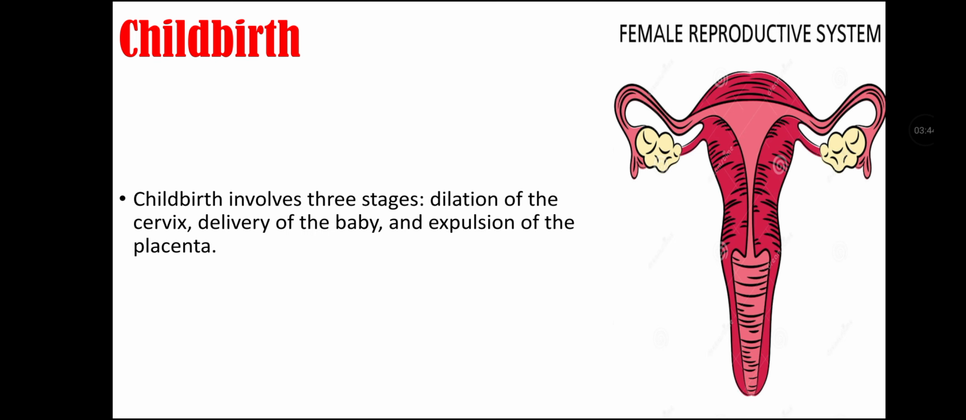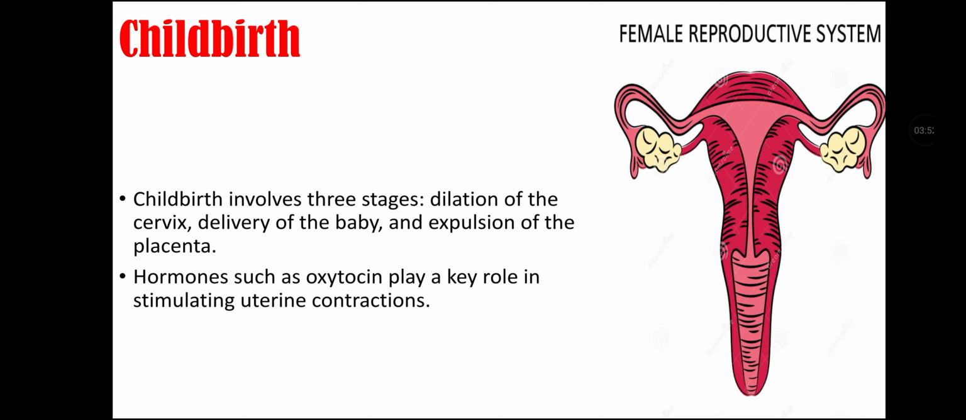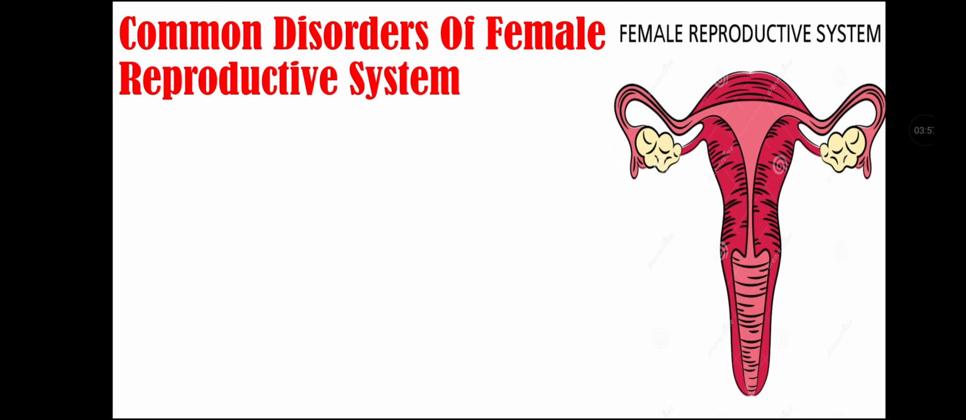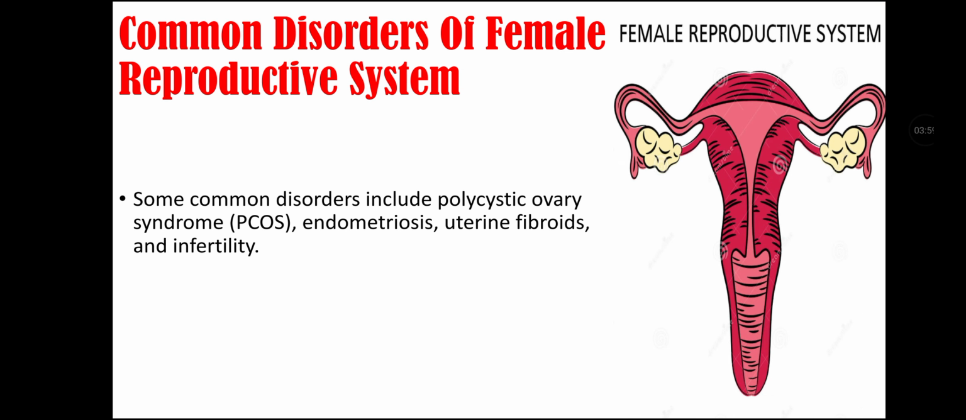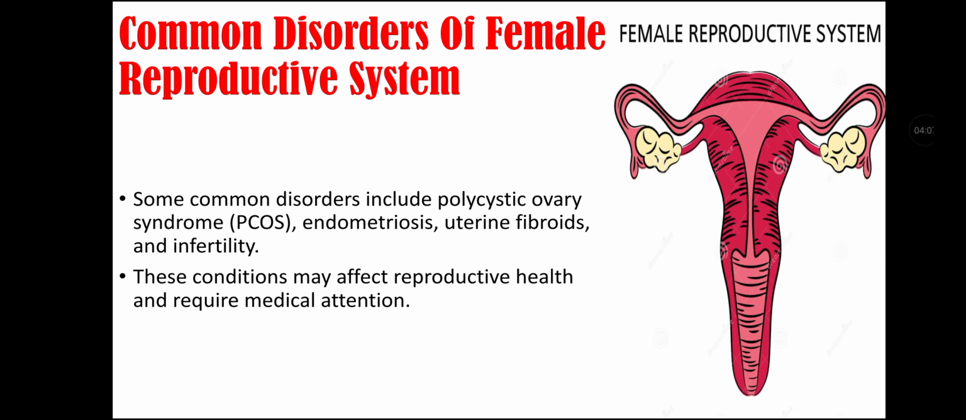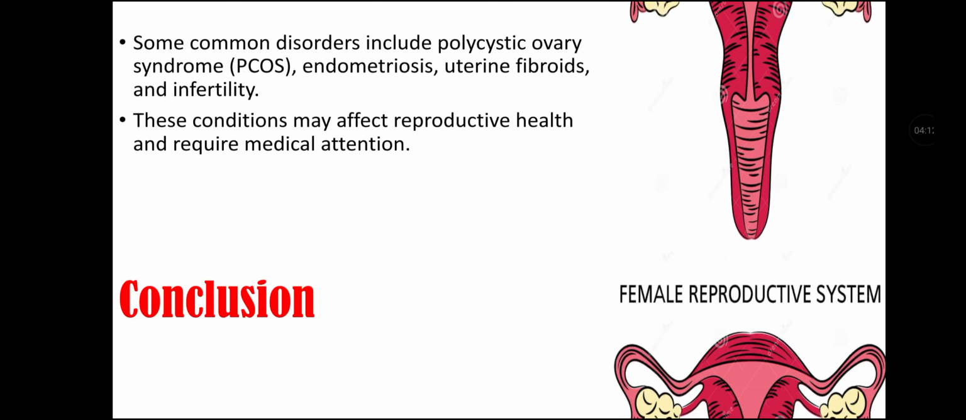Childbirth. Childbirth involves three stages: dilation of the cervix, delivery of the baby, and expulsion of the placenta. Hormones such as oxytocin play a key role in stimulating uterine contraction. Common disorders of female reproductive system. Some common disorders include polycystic ovary syndrome, endometriosis, uterine fibroids, and infertility. These conditions may affect reproductive health and require medical attention.